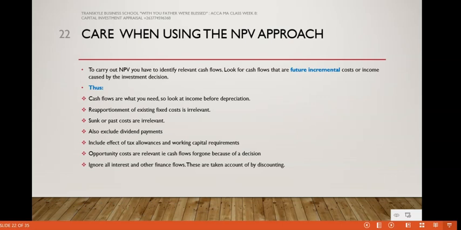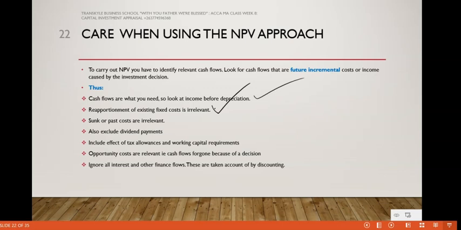Now, you need to observe certain things when you are computing your NPV. Okay, you must always and only use the relevant cash flows. When you are saying relevant cash flows, these are incremental cash flows which are applicable to a project. Okay, so cash flows are what you need. So look at income before depreciation. All right, then reapportionment of existing fixed costs is irrelevant. Okay, we did about the reapportionment of fixed costs and so forth in our previous lectures.